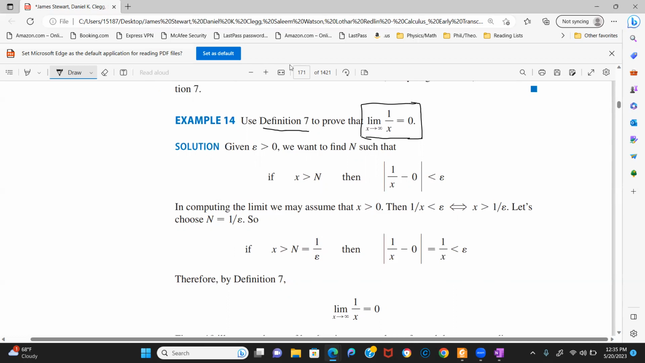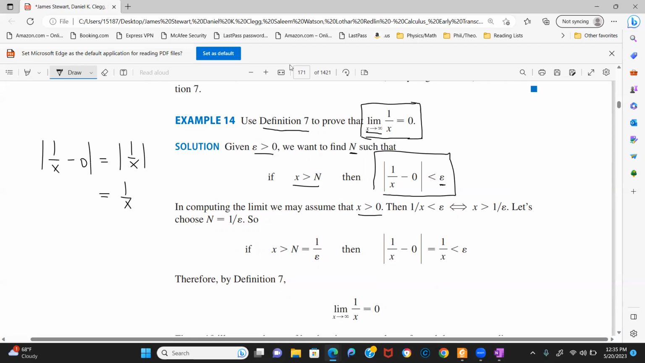So here's how it works. I give you an epsilon. You need to find an N such that when x is greater than N, the distance from 1 over x to 0 is less than epsilon. We can just assume that x is positive, because we want x to go up to positive infinity. So the absolute value of 1 over x minus 0 is just the absolute value of 1 over x, and if x is positive, that's the same thing as 1 over x.